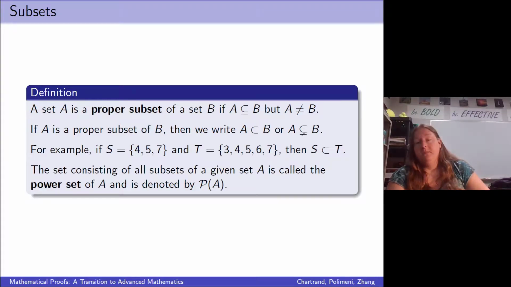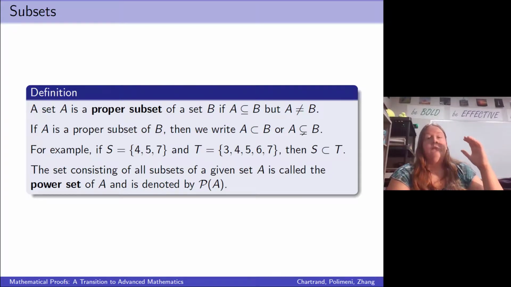So when we talk about a proper subset, we're saying that they're not equal to each other. So A is a subset of B, but A is not equal to B. So there's some element in B that is not in A. So here I've got S is a subset, a proper subset of T, because T has the numbers 3 and 6 in it, and S does not.